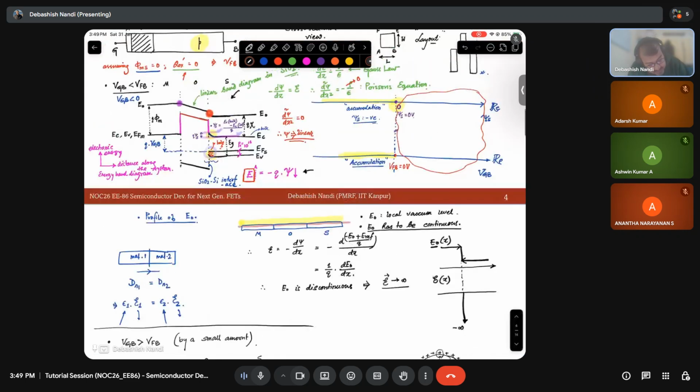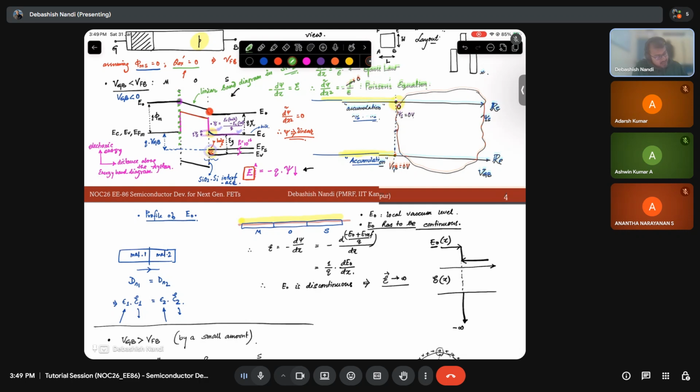So if M is metal in the MOS capacitor system, then bands will not bend there because all the charges will be at the surface. In this case you had negative charges, right? All the charges will be at this location. It will be kind of a sheet charge. Okay.